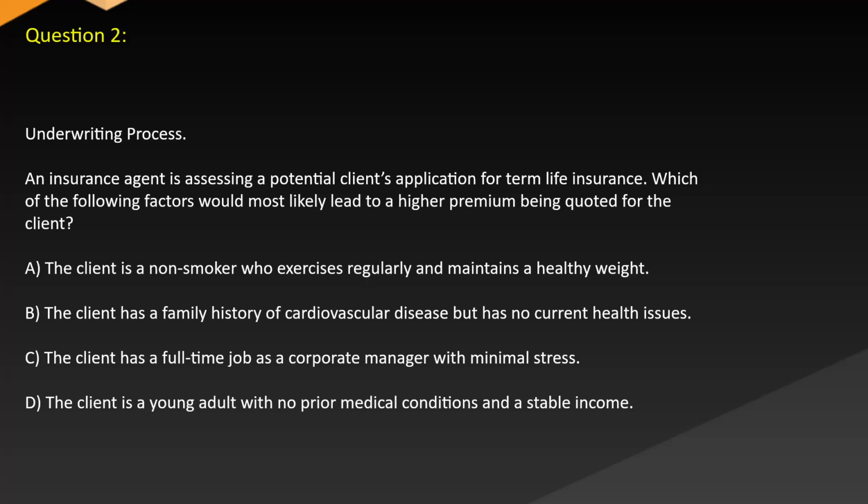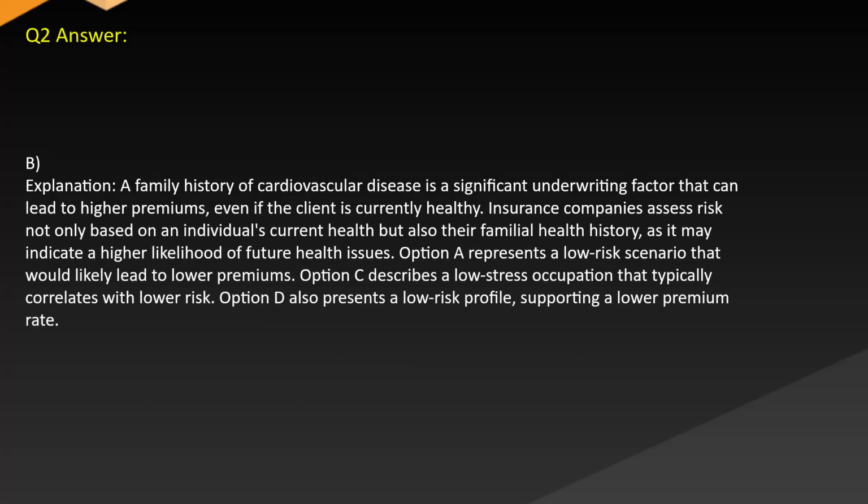C. The client has a full-time job as a corporate manager with minimal stress. D. The client is a young adult with no prior medical conditions and a stable income. Answer. B. Explanation. A family history of cardiovascular disease is a significant underwriting factor that can lead to higher premiums, even if the client is currently healthy.